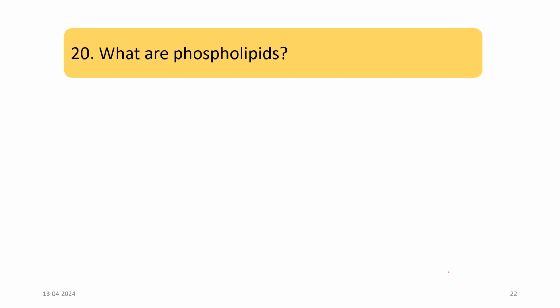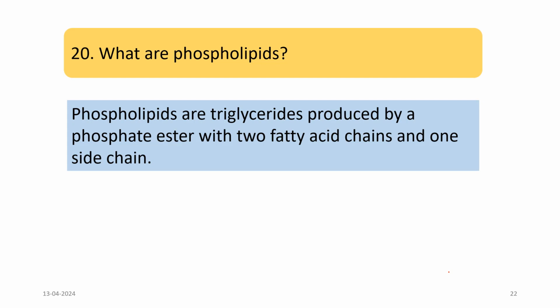Next, what are phospholipids? Phospholipids are the triglycerides produced by a phosphate ester with two fatty acid chains and one side chain. So phospholipids are present inside the triglycerides. We need to remove the phospholipids in order to get rid of the free fatty acid, because we have just learned that free fatty acid in huge amount is not good for the reaction, right?